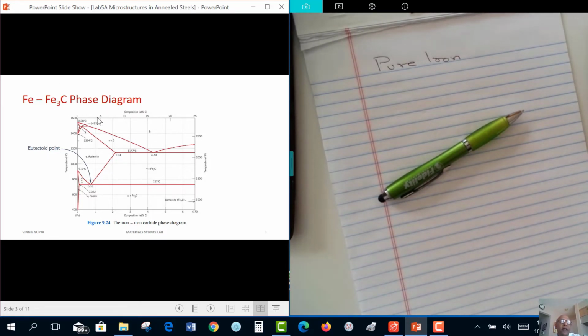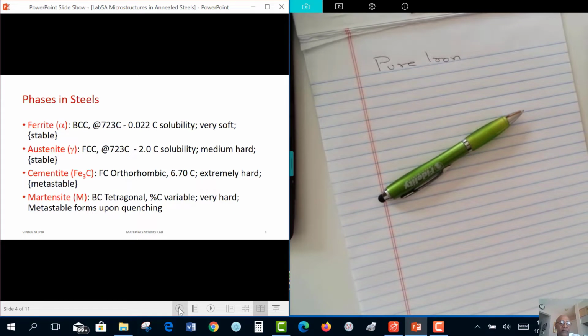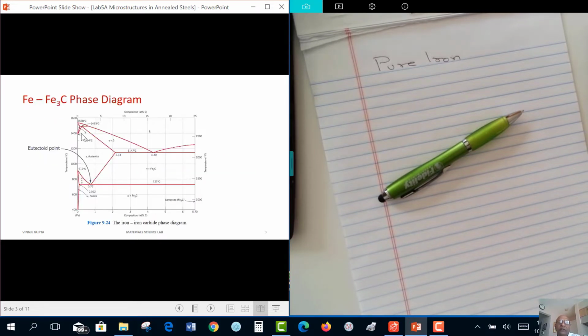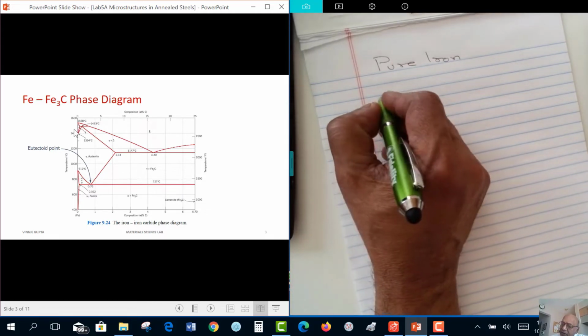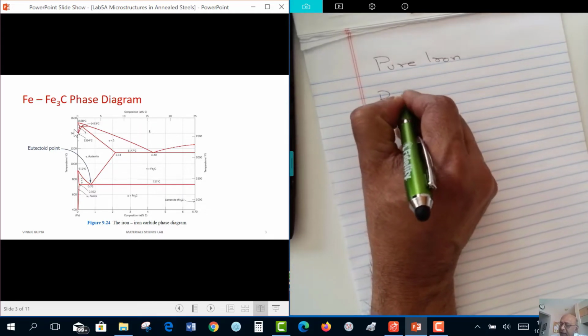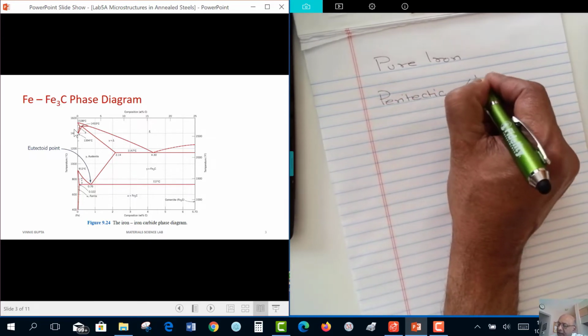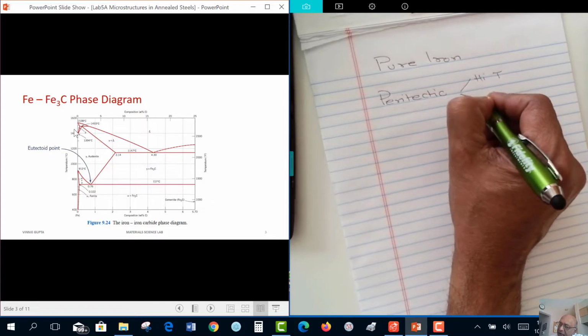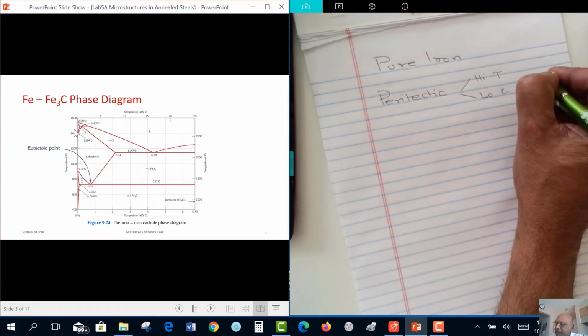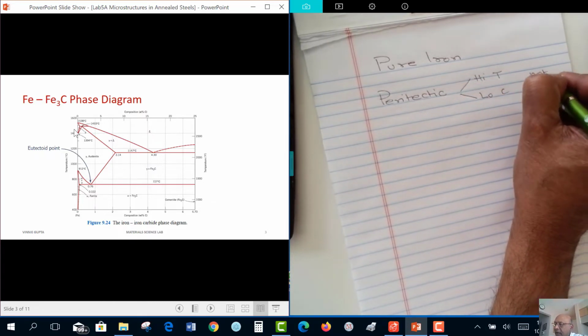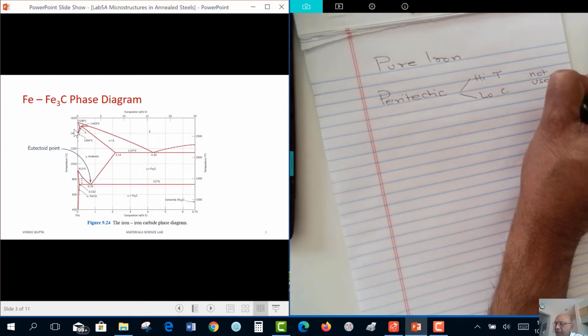This phase diagram has 3 reactions. There is a peritectic reaction here at high temperature, which is of no use. We cannot exploit this peritectic reaction for several reasons. First of all, it is high temperature and it has very low carbon. So it is not useful.